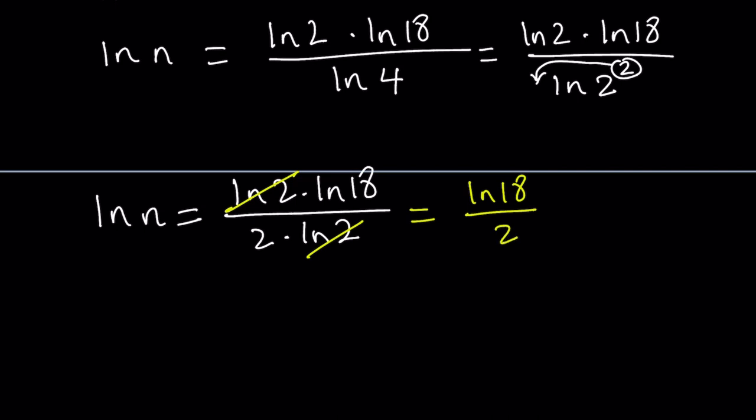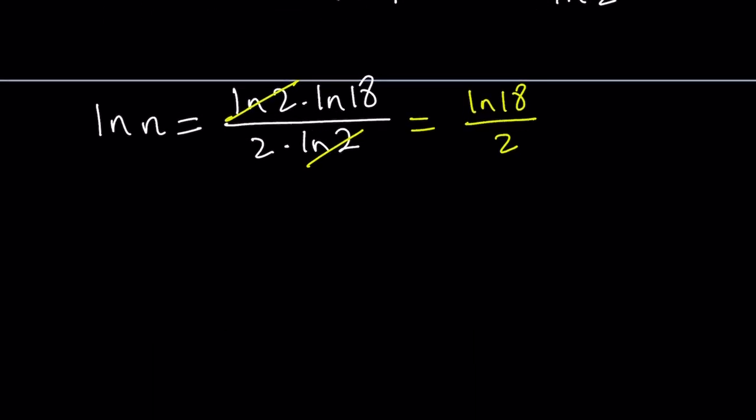So how do you find n from here? One of the things you can do is write the division by 2 as 1/2 and then go from there. Or you can cross multiply if you want. Let's do cross multiplication. If you multiply like this, we get 2 ln n equals ln 18.